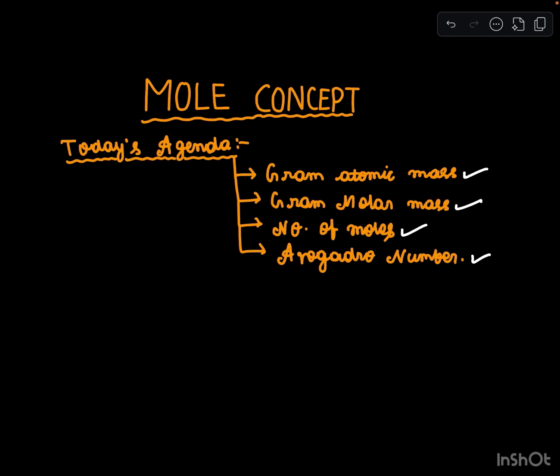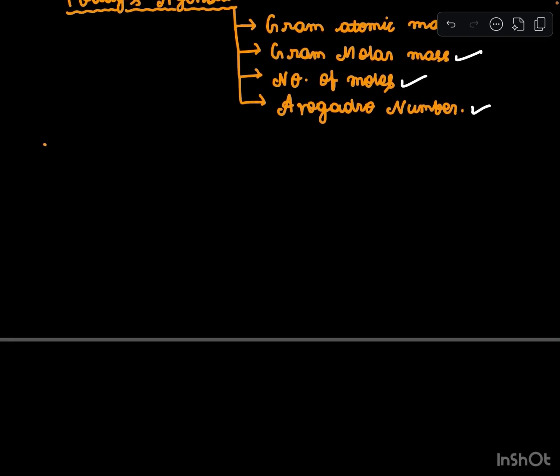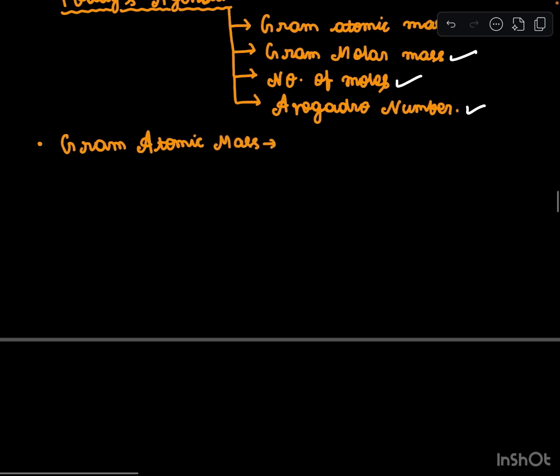At first, I am going to discuss gram atomic mass. So what is the meaning of gram atomic mass? Gram atomic mass. What does it mean? Whenever we express the atomic mass of any element in gram, it is known as gram atomic mass.